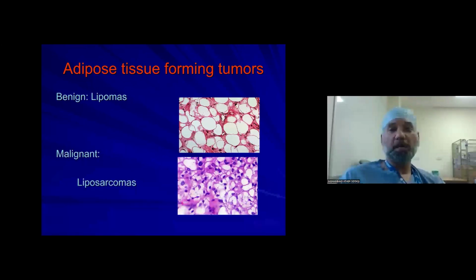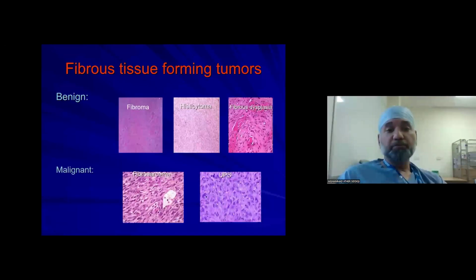So a lipoma in superficial tissue on the limb can be left alone, for example, but a lipoma that's coming from the retroperitoneum will just grow and needs to come out, not just because it's benign, but it can transform into liposarcoma over time. Now, when you come to fibrous tissue, obviously there's fibroma, there's histiocytoma, and then there's fibrous dysplasia, whereas the malignant subtypes are fibrosarcoma and the undifferentiated pleomorphic sarcoma, which in the past used to be called the malignant fibrous histiocytoma.